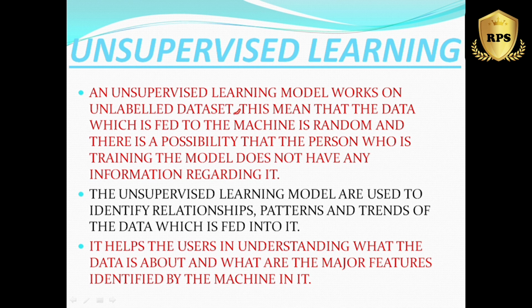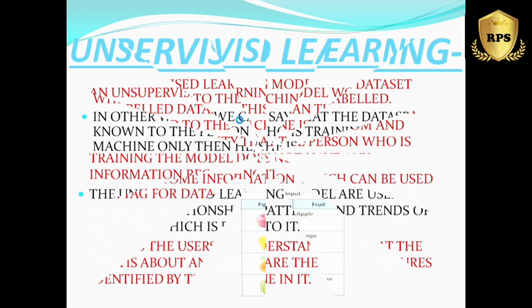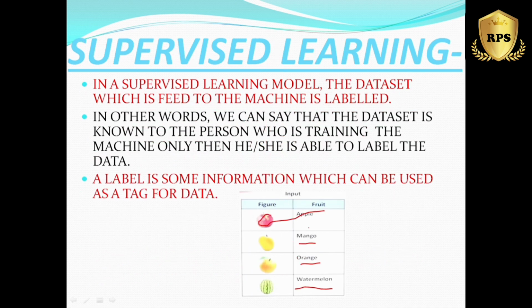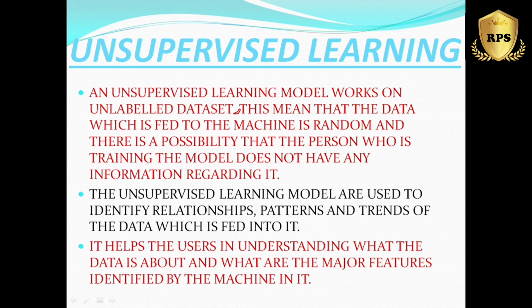This means the data which is fed to the machine is random, and there is a possibility that the person who is training the model does not have any information regarding it. If you see this example, there can be a person who does not know the right name. Yes, it seems funny, but it is just an example: a person does not know that this is an apple. Then the person will take help of an unsupervised learning algorithm so that the machine itself can classify those.